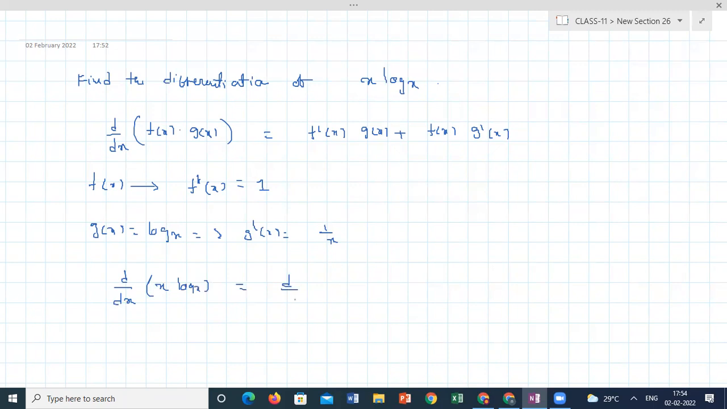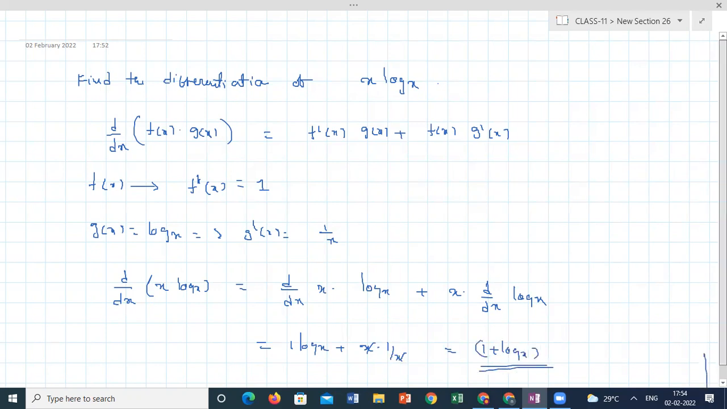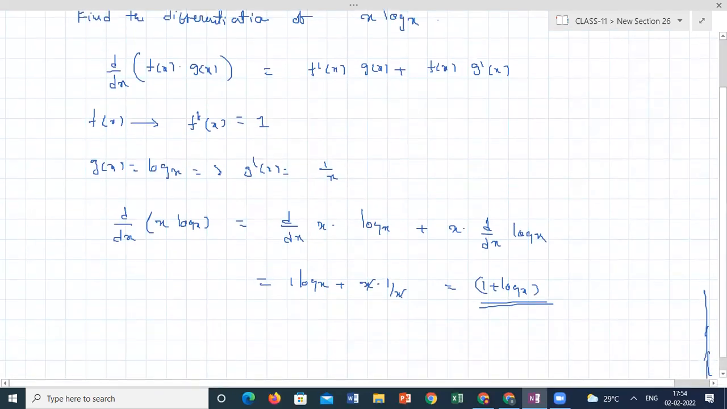this is d by dx of x into log x plus x into d by dx of log x. This will be 1 into log x plus x into 1 by x, x cancel. So the answer is 1 plus log x. This is how we can do this question. Hope you are clear what I have done here.